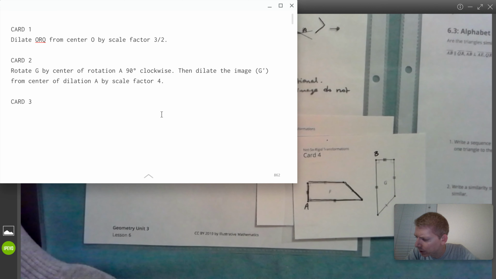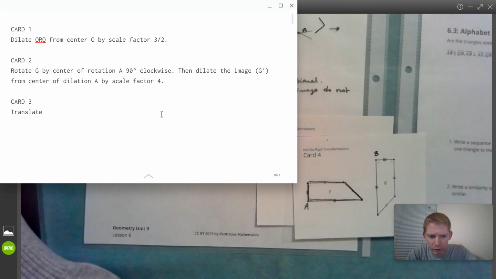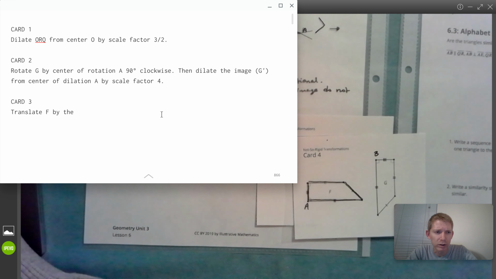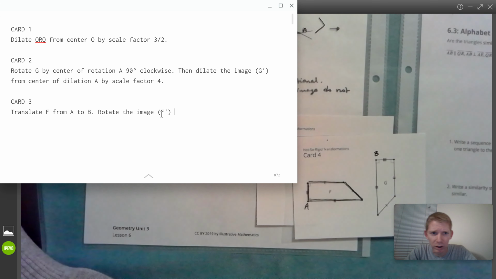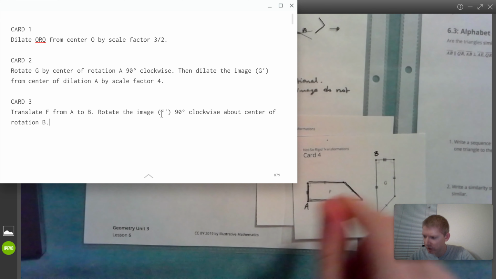All right. So for card 3, we're going to do translate F from A to B. Rotate the image, which is F prime, 90 degrees clockwise, about center of rotation B. Okay, so that'll work to match up these shapes.